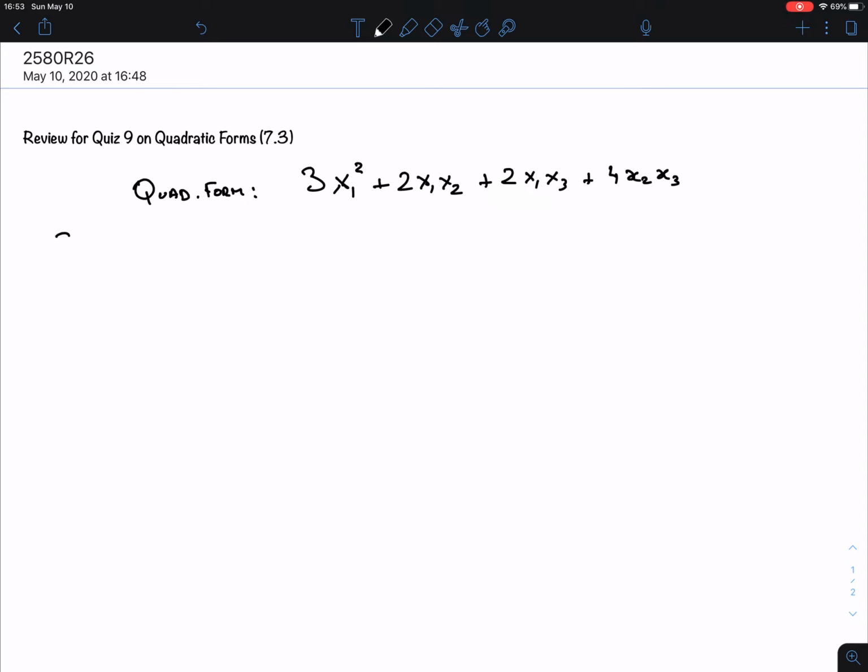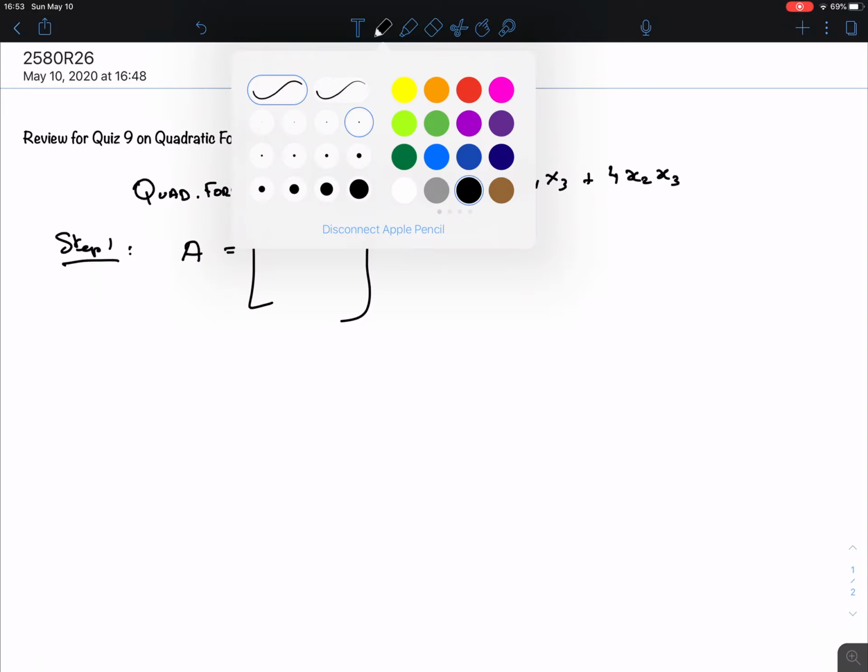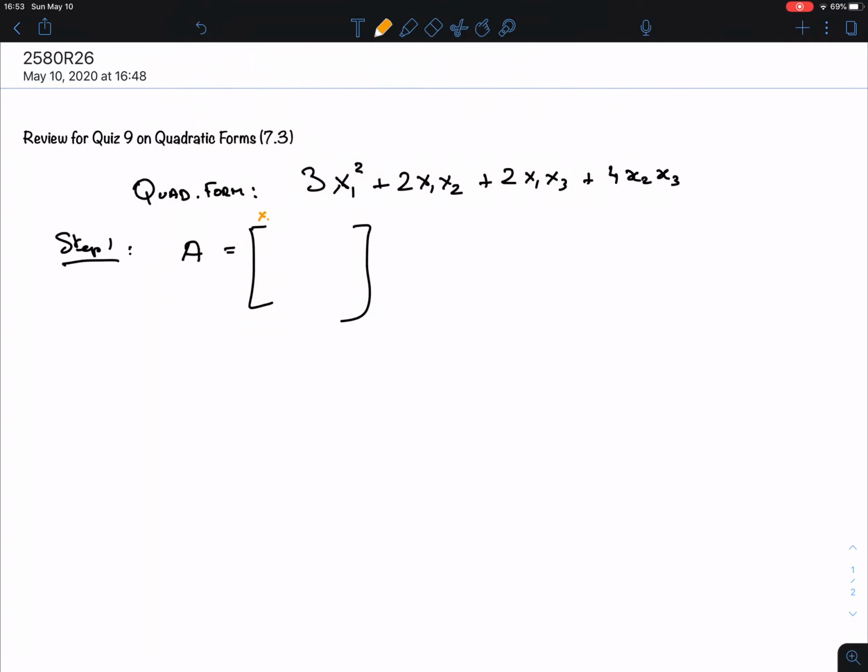So step 1 is this. To this we associate a symmetric matrix. What is a symmetric matrix? Well, we know what goes onto the diagonal. It helps if you mark the columns and rows by the variables, then you see where what goes. So of course on the diagonal go the square terms, and there's a 3 here, but there are no other ones. That means a 0 and a 0 there.